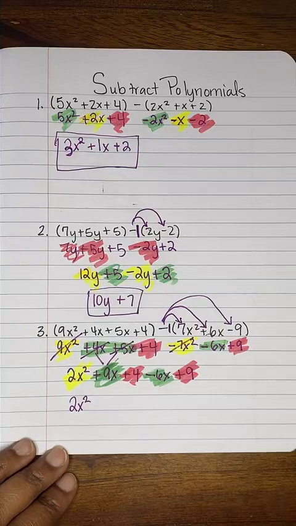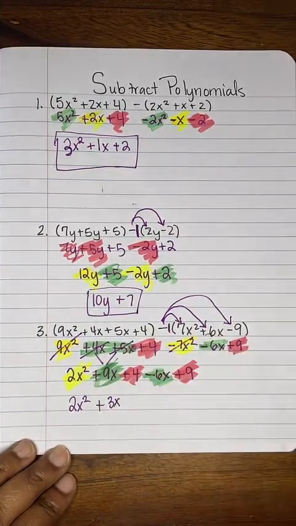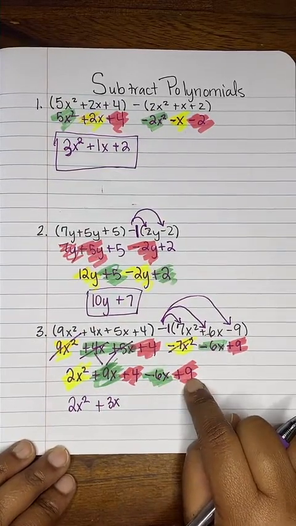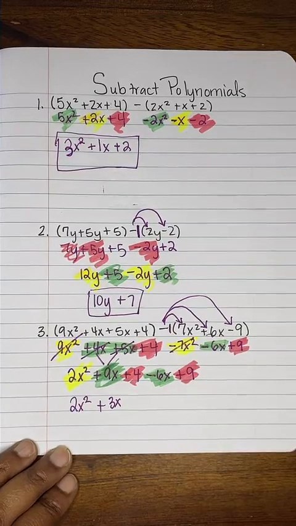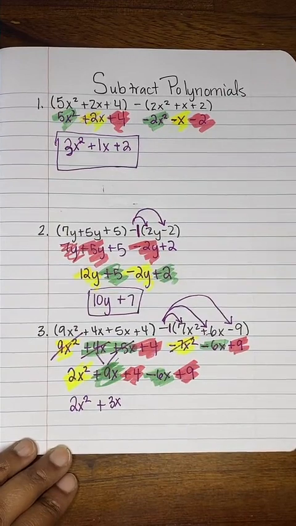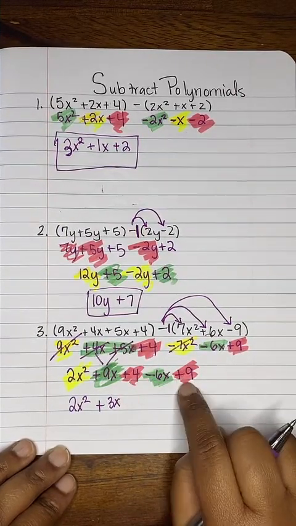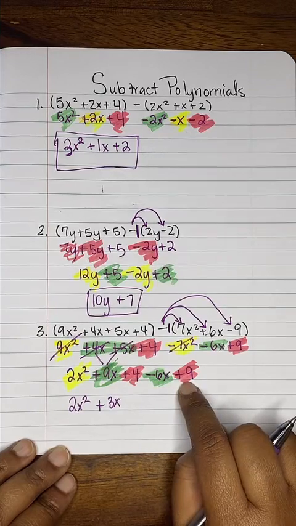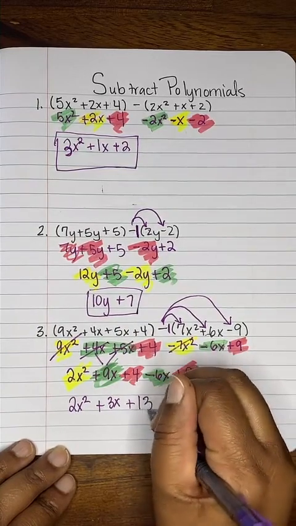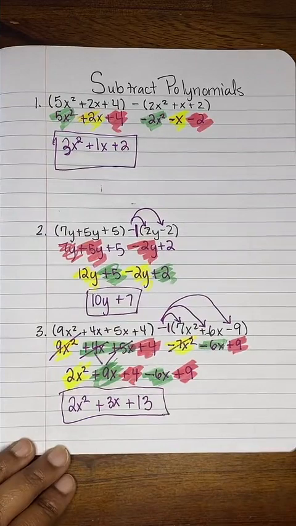Oh, I see it. So somebody said 2x squared plus 3x. And then 4 plus 9. What's 4 plus 9? Great. I saw some 3s. Okay, Cam said, what is 4 plus 9? Good. Kristen said 13. Sean said 13. Excellent, you guys. Plus 13. And this is our beautiful answer.